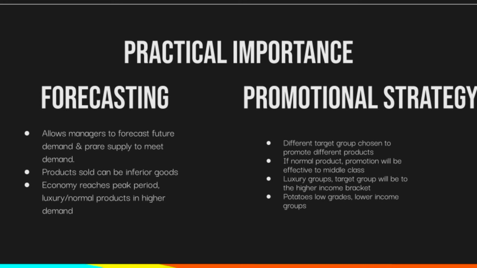For promotional strategy, we use different target groups chosen to promote different products. For normal products, promotion will be effective for the middle class, and for luxury goods, the target group will be the higher income bracket. For example, potato yogurt is focused on lower income groups.